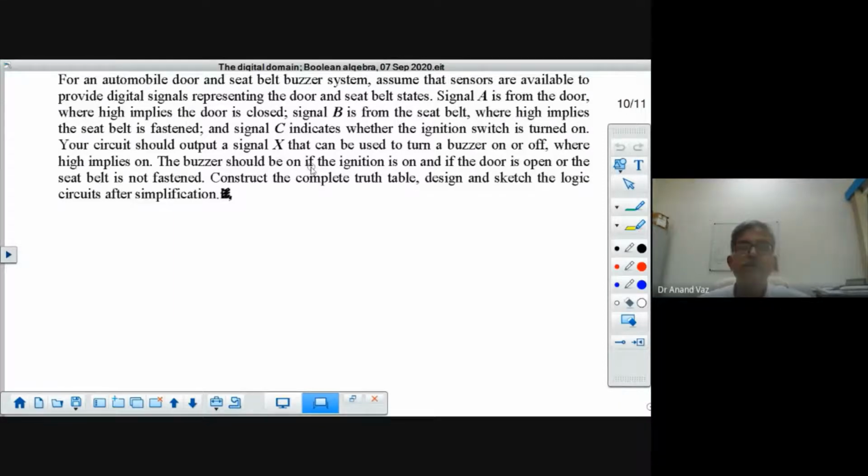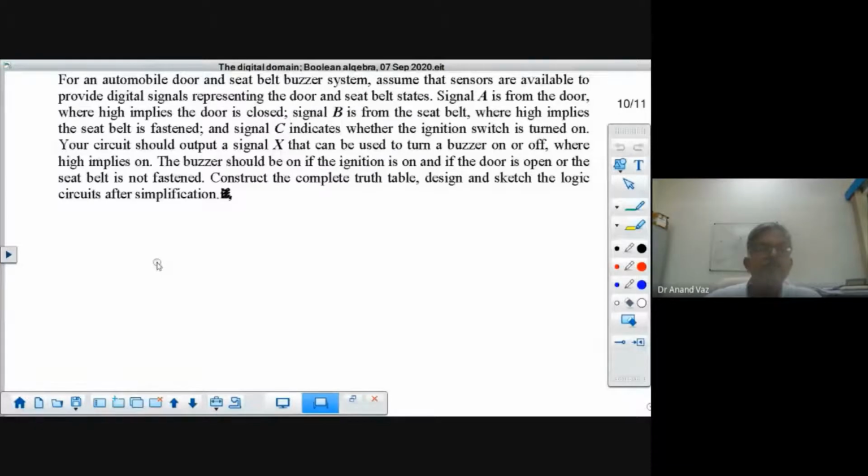We all know about it. We have to shut the door properly and we have to also fasten our seat belts. Only then we should permit. So if the ignition starts, and without one of these or with both of these not getting fulfilled, there should be some alarm. So we are asked to construct the complete truth table, design and sketch the logic circuits after simplification. Okay. So let us start.